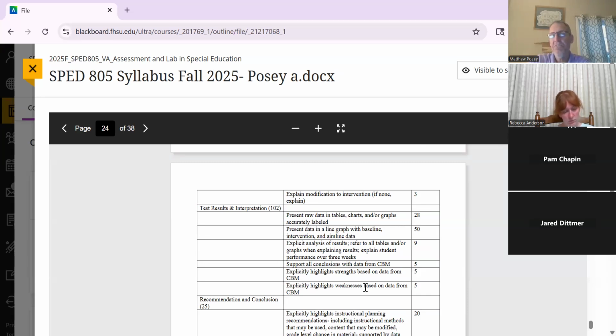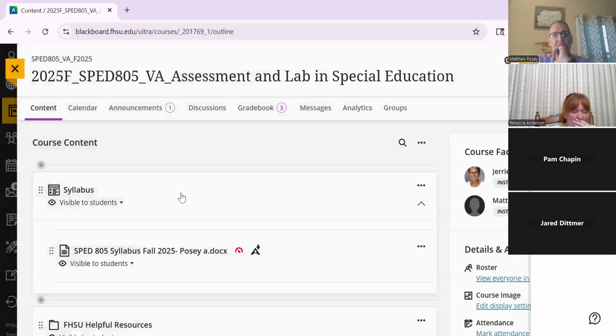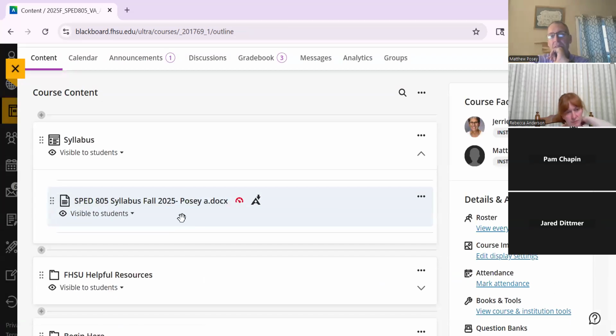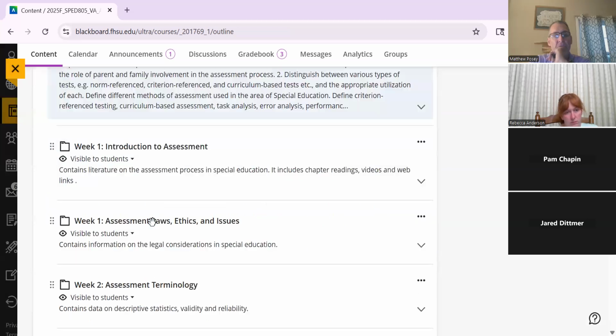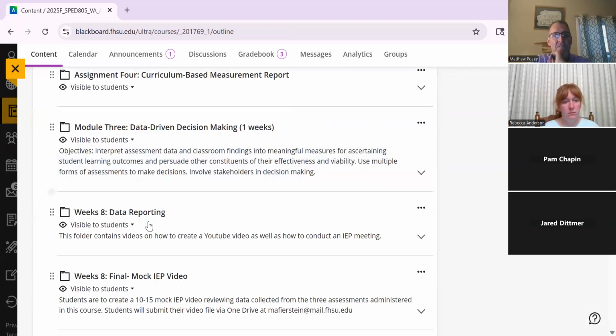A lot of those sections are the same. You've done it in the informal and the norm-referenced reports. We're just adding those two new little sections that I just went over and pointed out to you. Let me get over to the sample report so I can show you what the data plots look like when we add that visual in. It will be in your SPED 805 resources section.